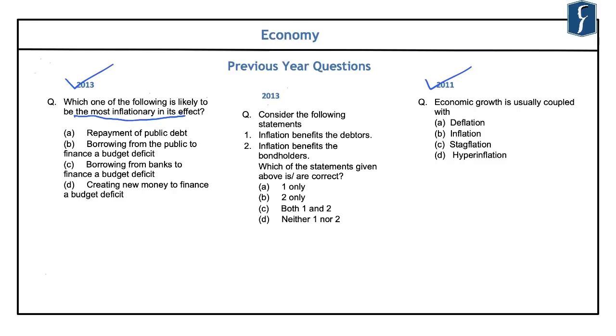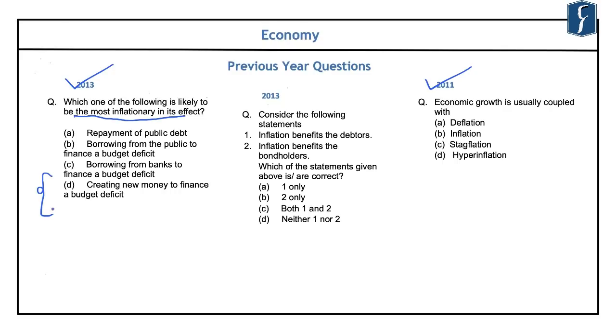Now in this, the clear answer that comes out is creating new money to finance a budget deficit. And by doing so, the government will put more money in the hands of the people, and that will increase their spending power. And once the spending power increases, it leads to more demand, and as a result, the prices of commodities rise and inflation increases. And this measure is particularly inflationary because it adds more money into the economy, or it increases the liquidity in the economy.